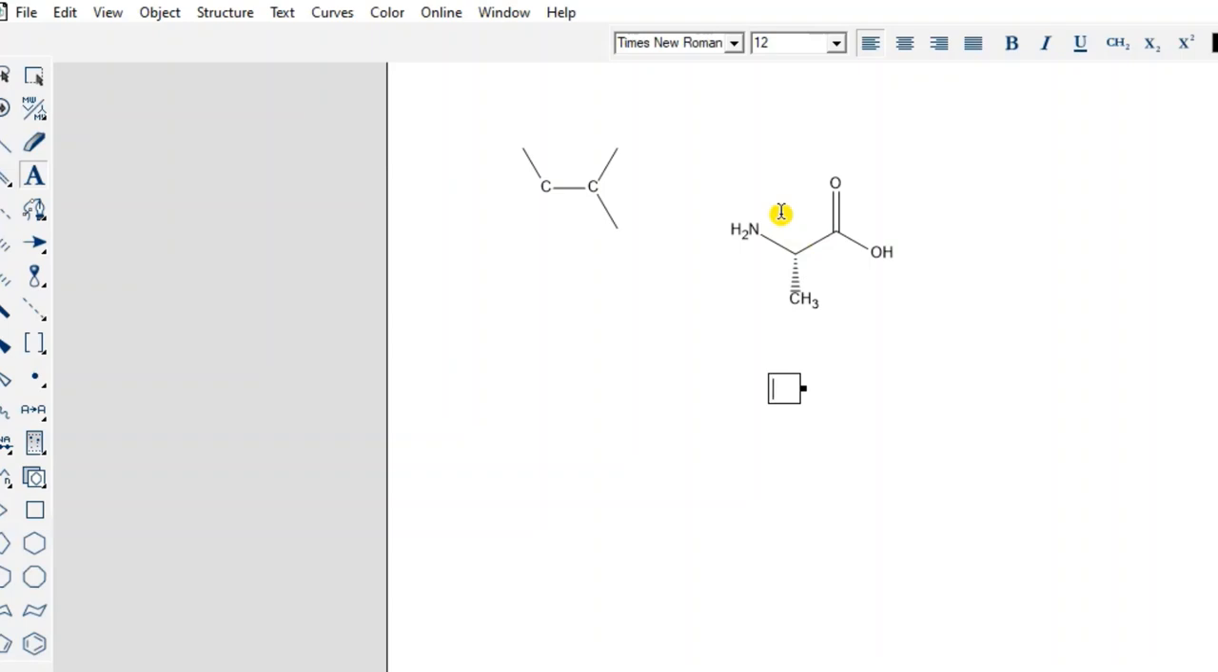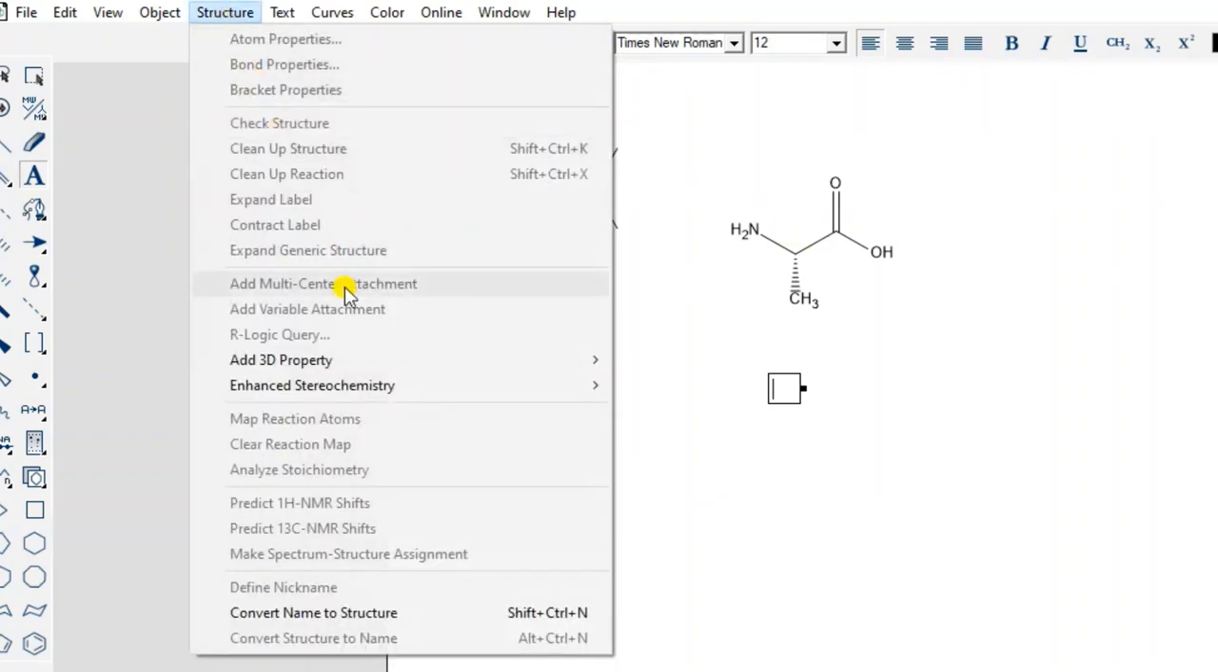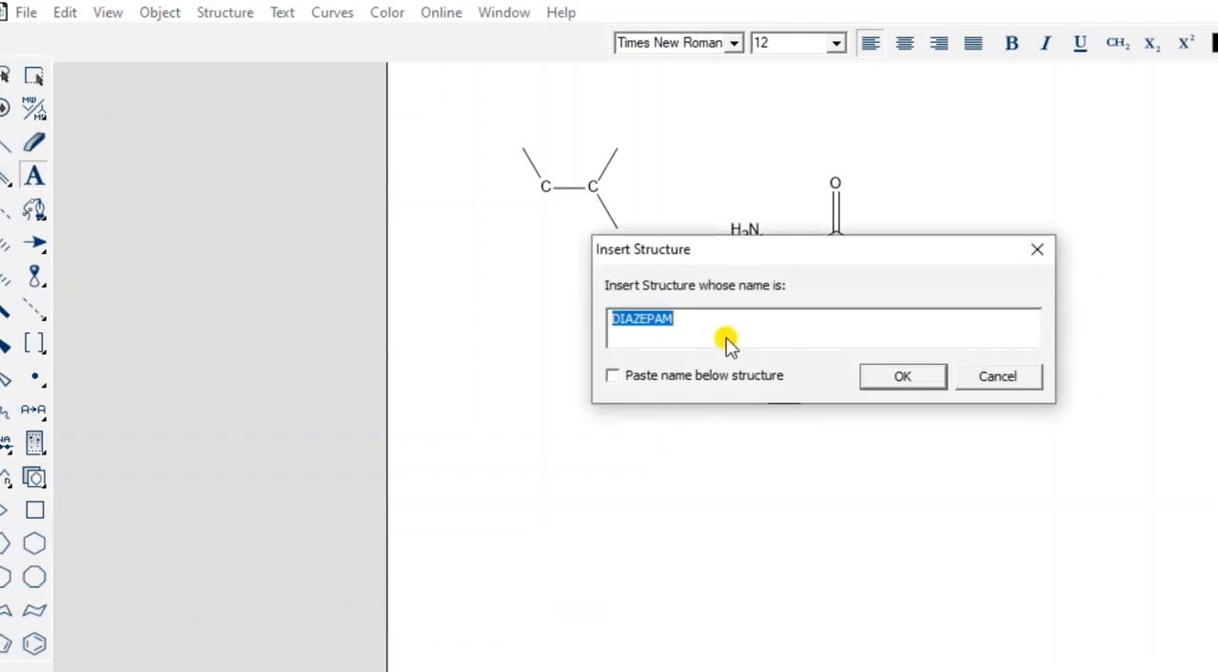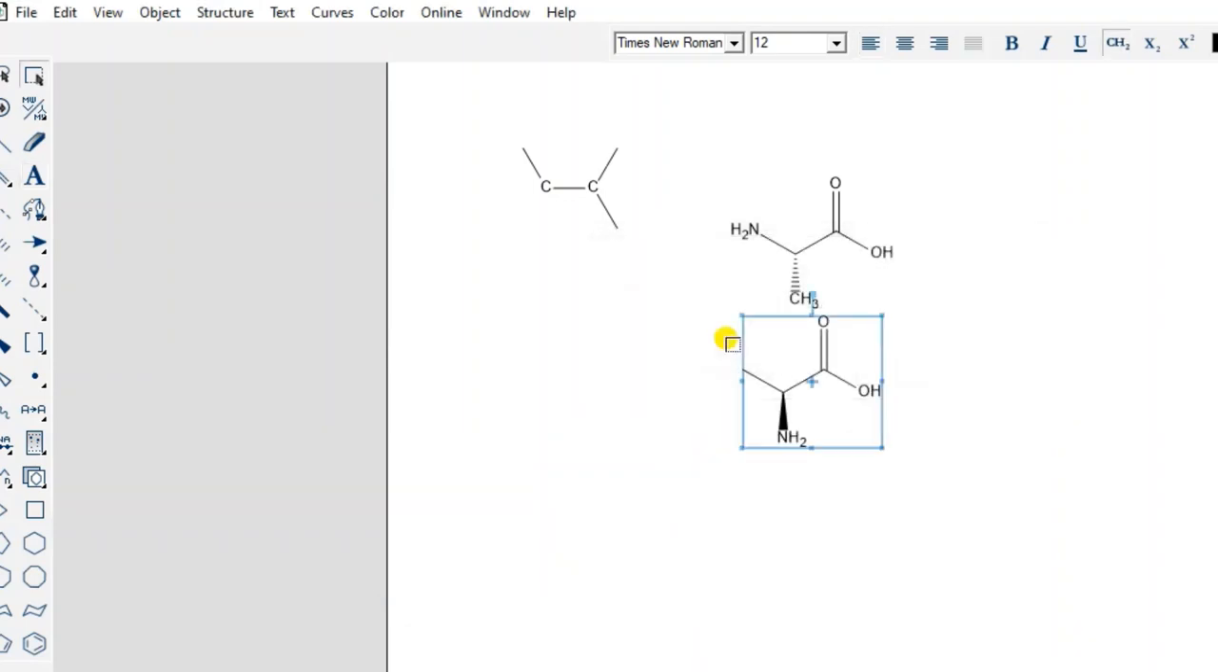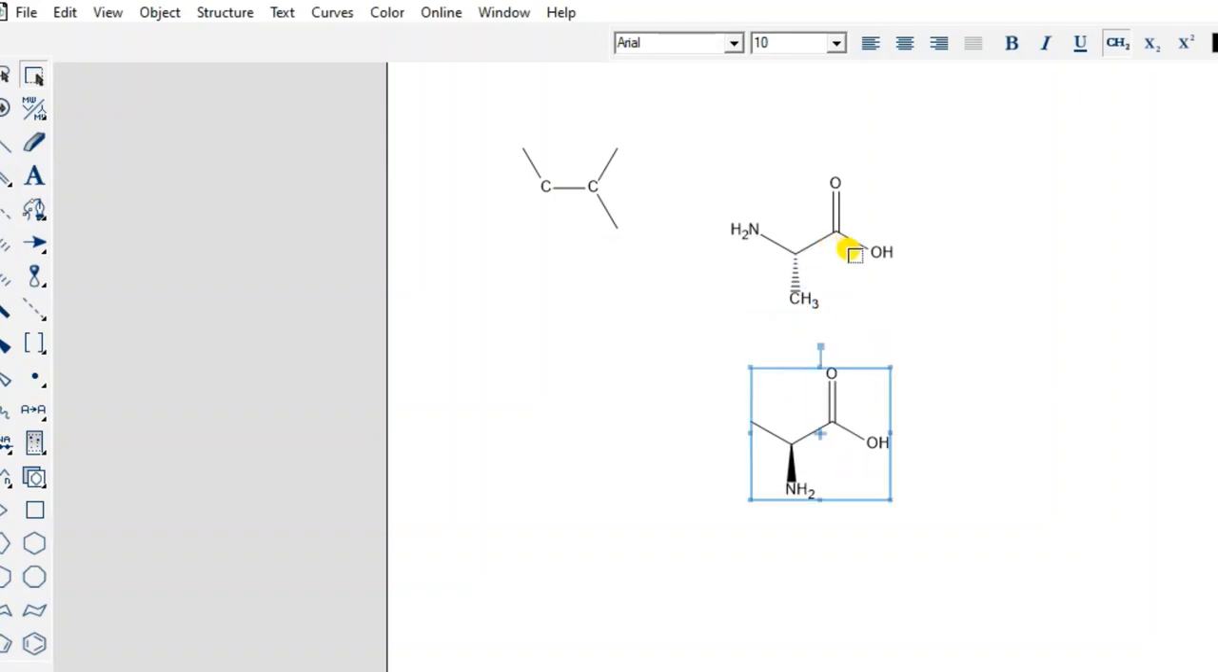If I want to draw the structure of L-alanine automatically, I will go to Structure and then convert Name to Structure. There I will write L-alanine. So there is a structure. This seems different from the structure which I have drawn manually, because it is according to the algorithm of ChemDraw.